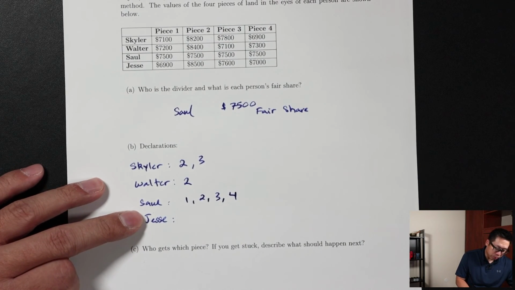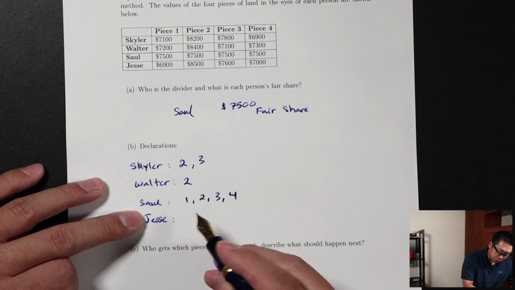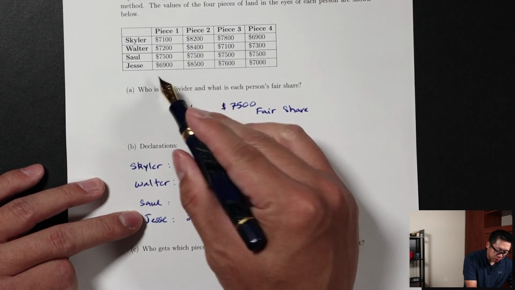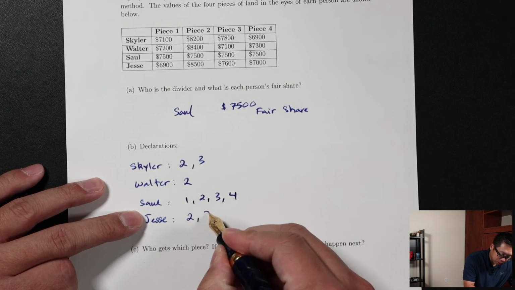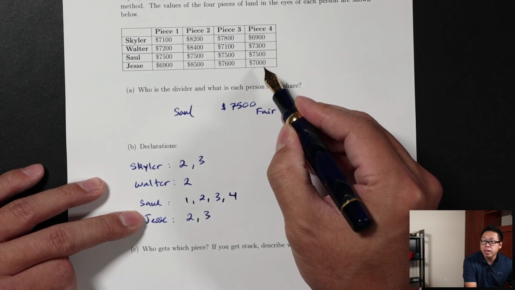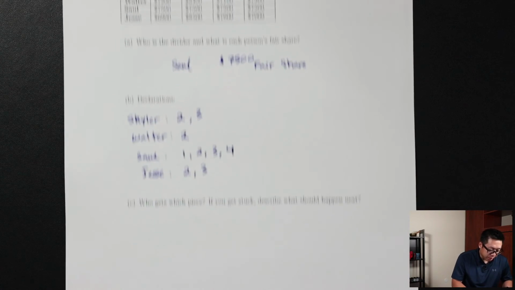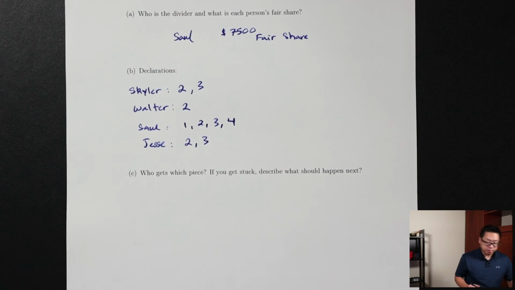Jesse, which pieces are 7,500 or more? Piece 2. Piece 1 is no good. Piece 3, 7,600. Piece 3 is good. Piece 4, 7,000 is no good. Okay. Next step is to try to give everyone a piece from their list.